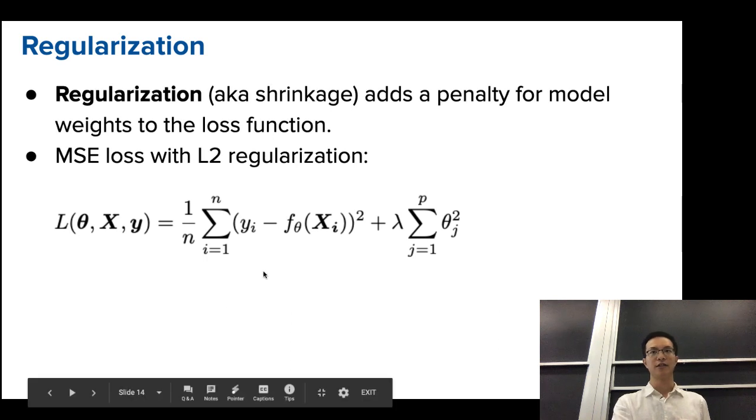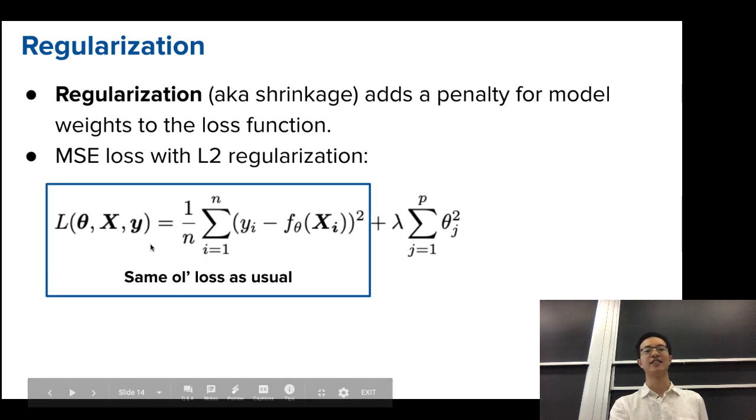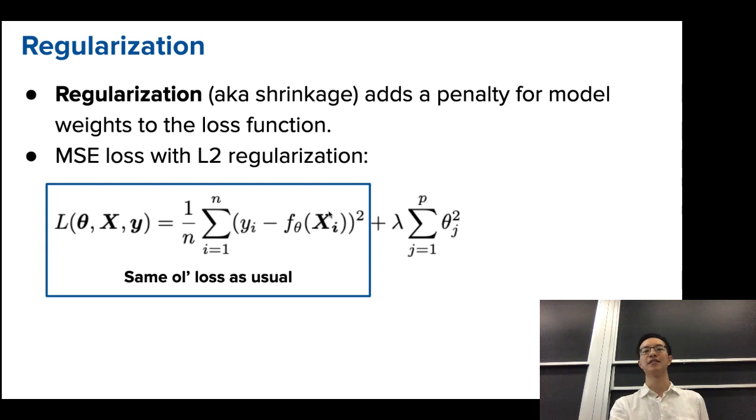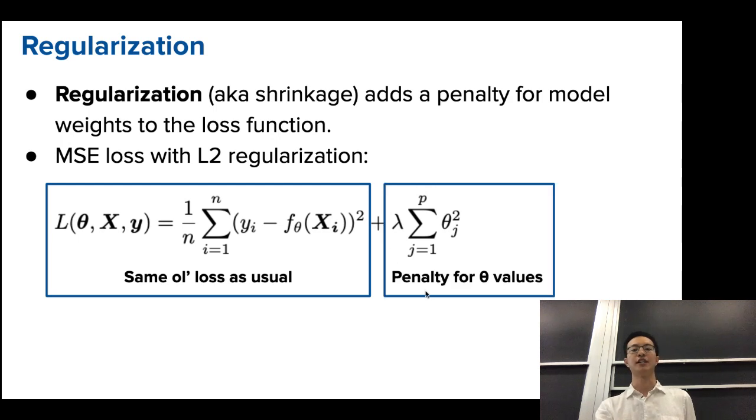The loss function is here, but you'll notice that this part right here is the same old loss that we had as before. This section right here is the same loss. Nothing has changed from the mean squared error loss that I've shown you before. And all we've done to this loss is add this term right here, which we call the regularization penalty.